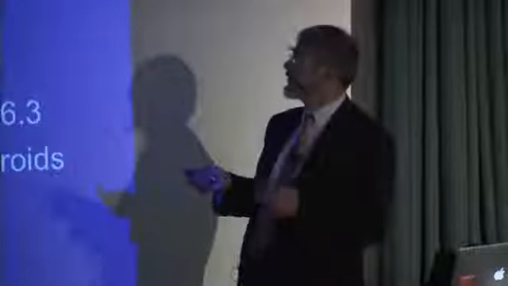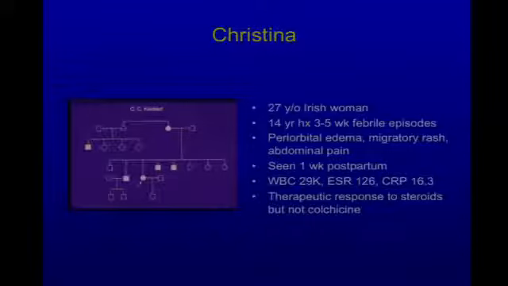So anyway, she came to the NIH. We saw her, 27 years old. At the time, she had a 14-year history, going back to age 13, I guess, of 3 to 5 week febrile episodes. Now remember, I told you that the episodes of FMF last on the order of 1 to 3 days. So this is way too long for attacks of FMF. She had abdominal pain with her attacks, which of course you can have with FMF, but she had a couple of other things that usually you don't see with FMF, periorbital edema and a migratory rash.